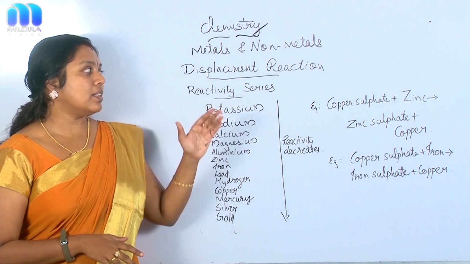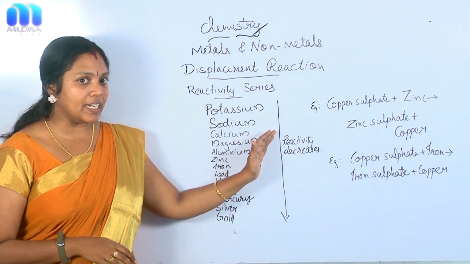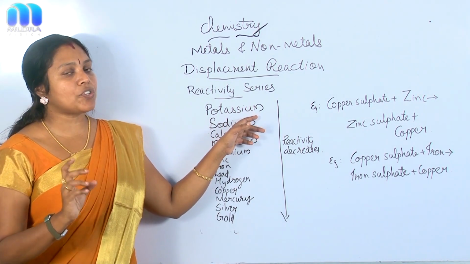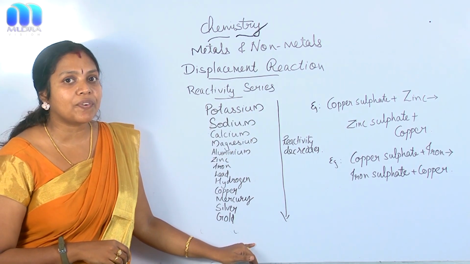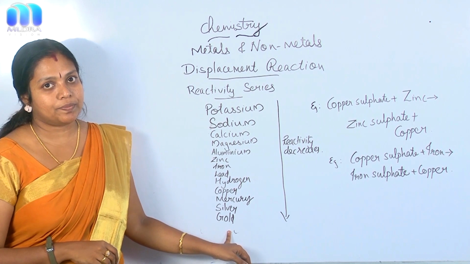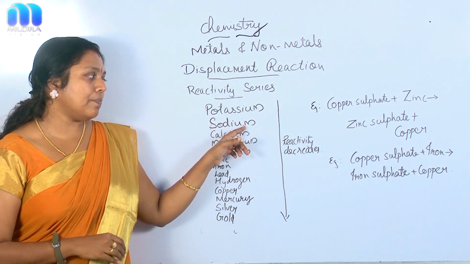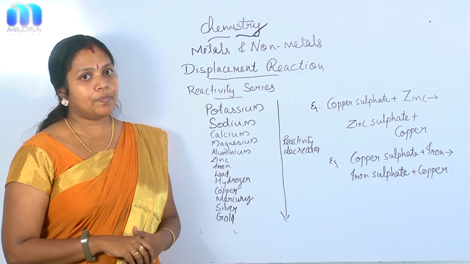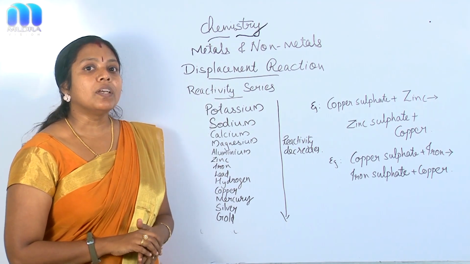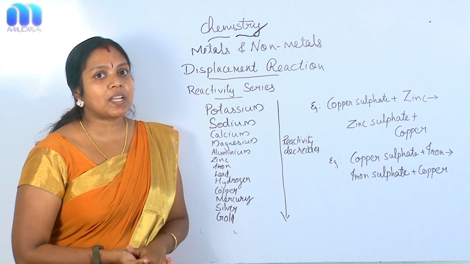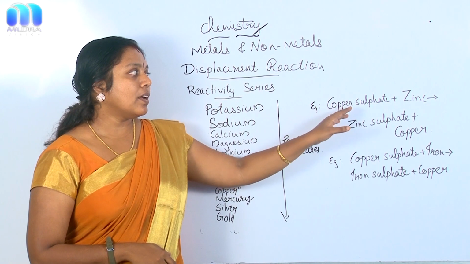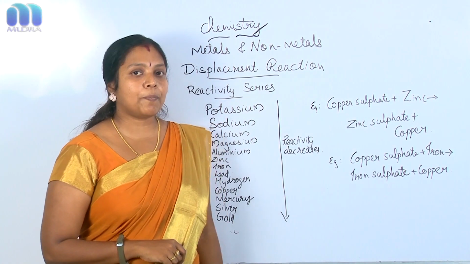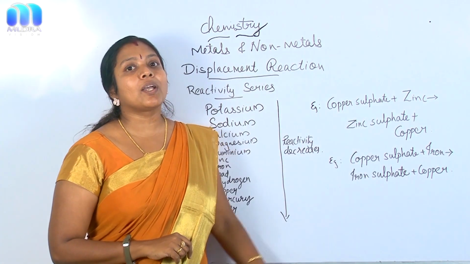Once more, this is the reactivity series and the reactivity decreases from potassium to gold. Starting with the most reactive element potassium and ending with the least reactive element gold. Potassium, then sodium, next to sodium calcium, then magnesium, and so on until it ends with gold. Based upon this reactivity series, we are going to study what a displacement reaction is. For example, I gave one equation there. When copper sulfate reacts with zinc, the products obtained are zinc sulfate and copper.